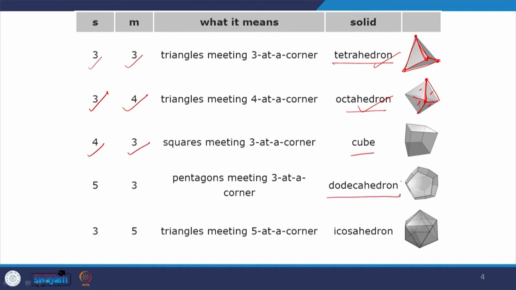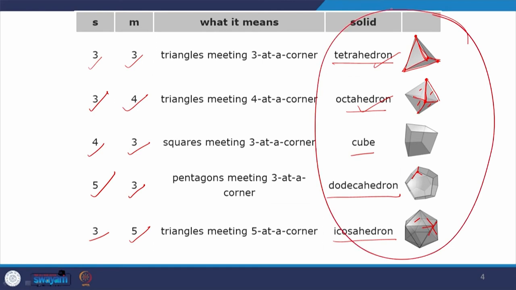Next we have dodecahedron, where the base shape is a pentagon. So we have 5 sides on each surface, and at each point we have 3 of these surfaces meeting. So you just have to keep all these in your mind before you start to draw. And next we have an icosahedron, which has a triangle as its surface. The number of sides for the surface is 3, and at each point, if you look at it here, we basically have 5 triangles meeting. So we have 5 triangular surfaces meeting at each point. These are the 5 platonic solids that we have.